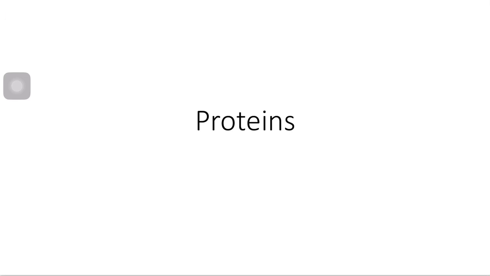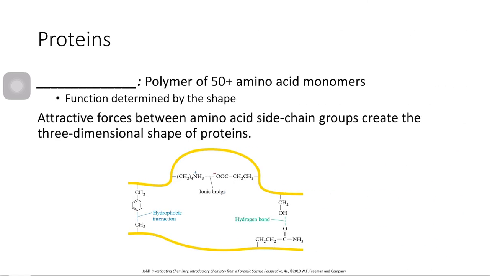In this video, we're going to talk about proteins. Now, a protein is going to be a polymer that has more than 50 amino acid monomers. And the function of the protein is going to be determined by the shape of that protein.